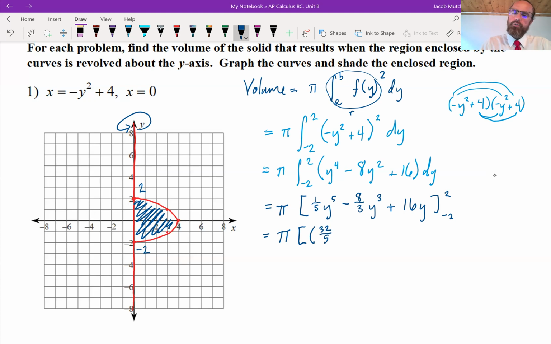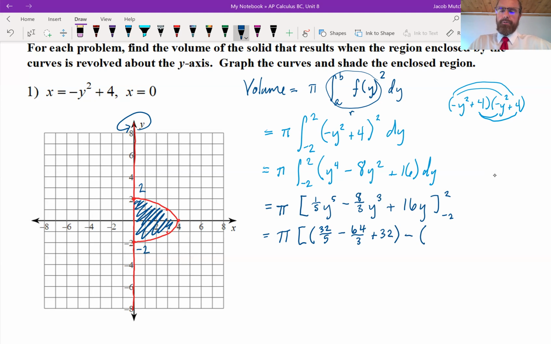And then plugging 2 into y cubed is going to give me 8. 8 times this 8 in the numerator is 64. So minus 64 over 3. Plus 16 times 2 is 32. So that's evaluating at positive 2. Then I'll write negative.